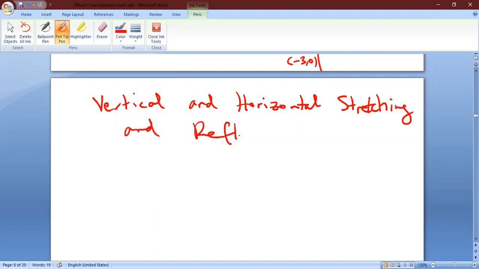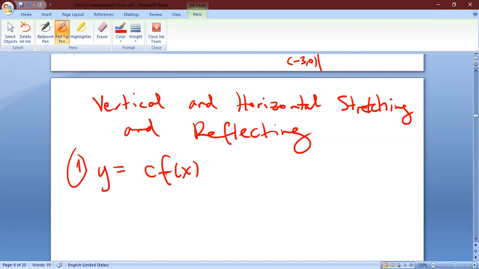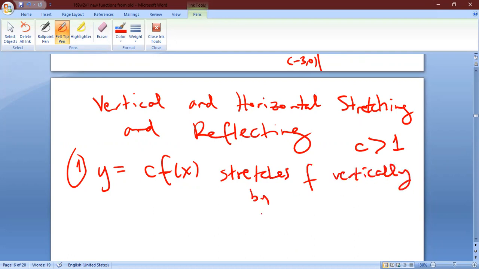And we can also have reflections. I will show all of them. For instance, let's say we have y equals c times f. What's the effect of this going to be? It's going to stretch the graph. Let's say c is something bigger than 1. This is going to stretch the graph of f vertically by a factor of c.